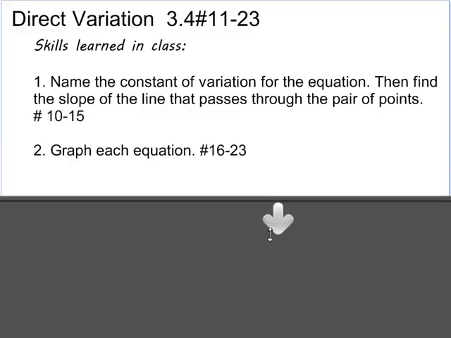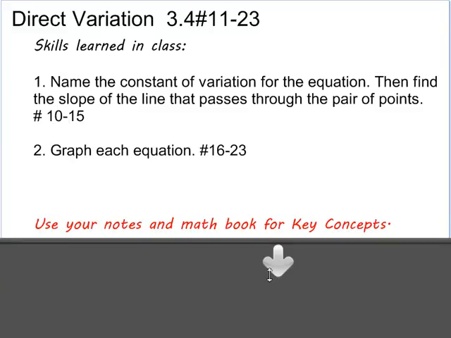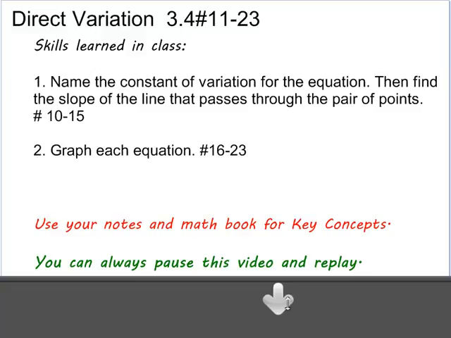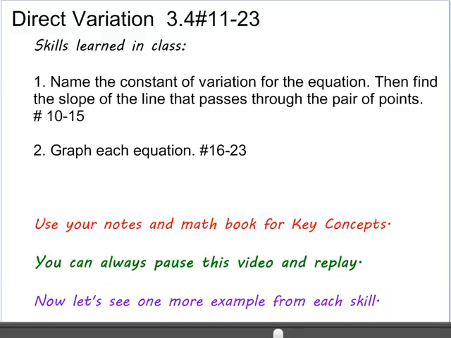Graph each equation, and use your notes and math book for key concepts because they won't be repeated here. And you can always pause this video and replay. Now let's see one more example from each skill.